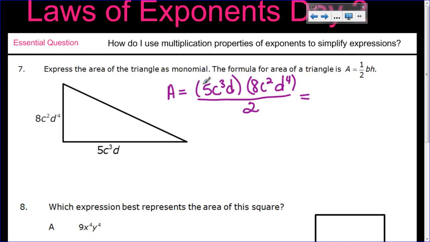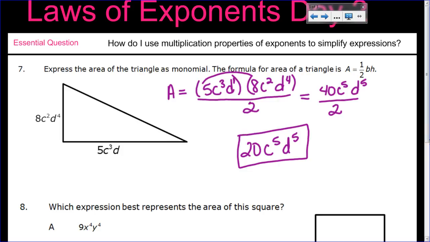So when I multiply my coefficients, 5 times 8 makes 40. Then my c, when I add my exponents, 3 plus 2 is 5. And for my d, when I add my exponents, there is an invisible 1 on this d, and you need to remember that it's there, because if you don't add it, you'll get the problem wrong. So when I add my exponents, 1 plus 4 makes 5. And now I have to divide that all by 2, which just means I'm going to divide 40 by 2. Well, 40 divided by 2 is 20, c to the 5th, d to the 5th. This is the area of that triangle expressed as a monomial.